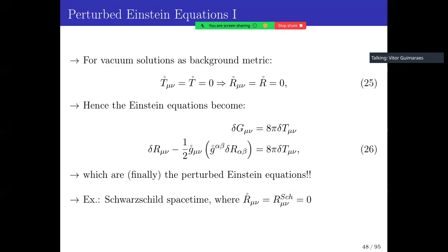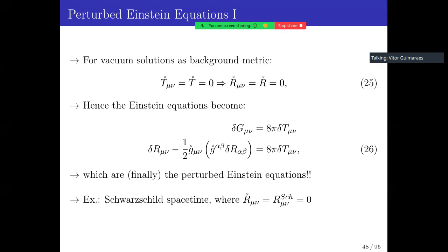So we turn off the matter energy momentum tensor, because the scenario here is that there is this spherical object and nothing else in the universe. So there is no matter outside of this spherical object, so the outside solution of the Einstein equation will be a vacuum solution.